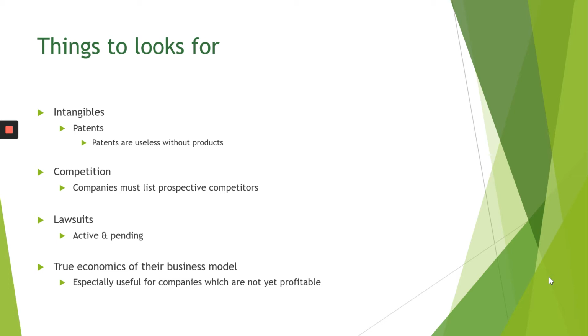And it will also outline the true economics of their business model. And that is very useful, especially if you're looking at growth companies, companies which are not yet profitable. And that will really outline where this potential profitability is going to come from. Because it's not just the case of, for example, a software company, the more users we get, the more money we'll make. Because let's use a company like Zoom, for example, very popular right now.